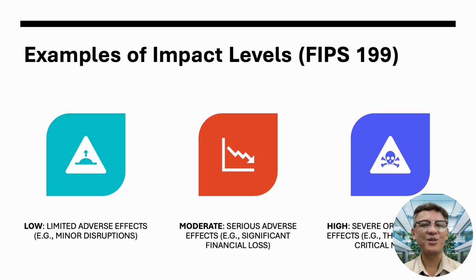As we explore computer security, it's important to recognize that not all security breaches are created equal. To help us evaluate the significance of different security incidents, we turn to the standard provided by the Federal Information Processing Standards Publication, or FIPS 199. This standard classifies security incidents according to their potential impact into three main levels: low, moderate, and high.